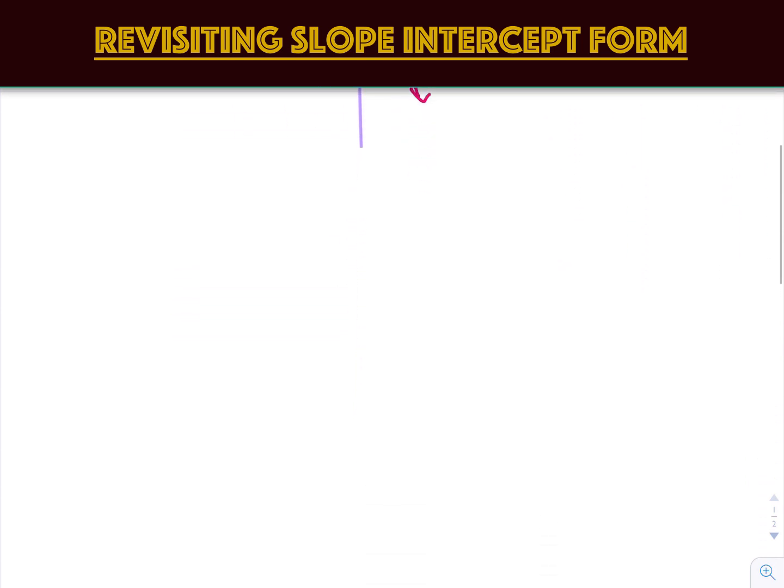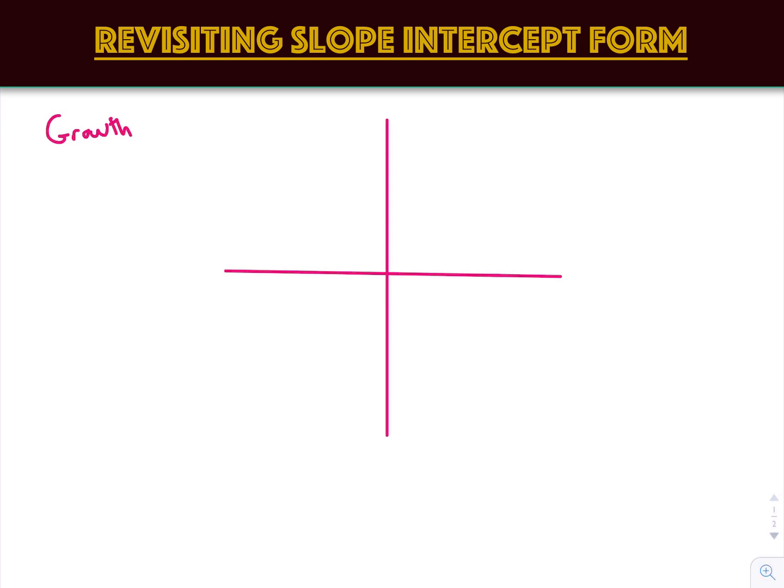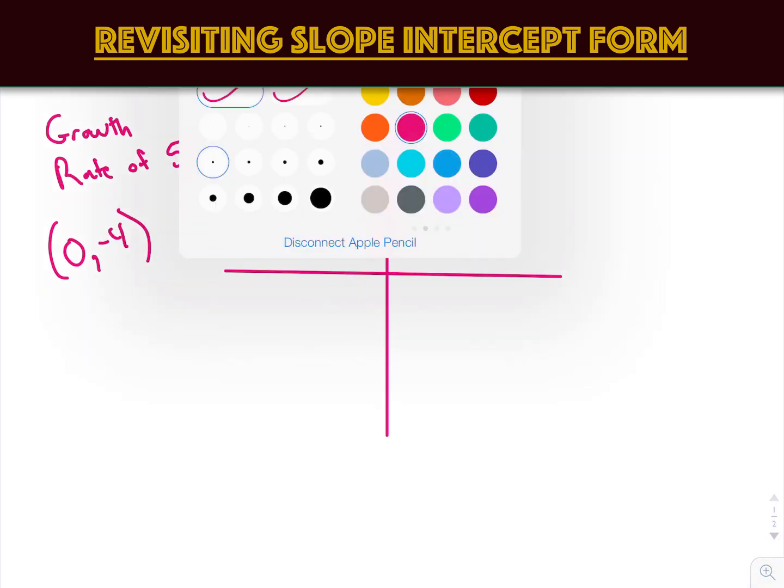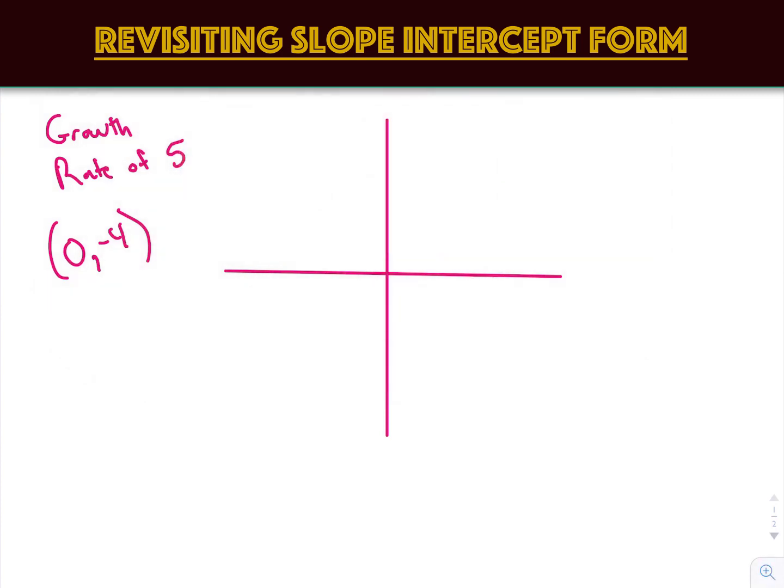You might also encounter a question that tells you that we have a growth rate of 5, and it has the point 0, negative 4. And it wants you to graph that in y-intercept form. It wants you to come up with the equation and graph it on our coordinate grid. So we have y equals mx plus b, growth rate.